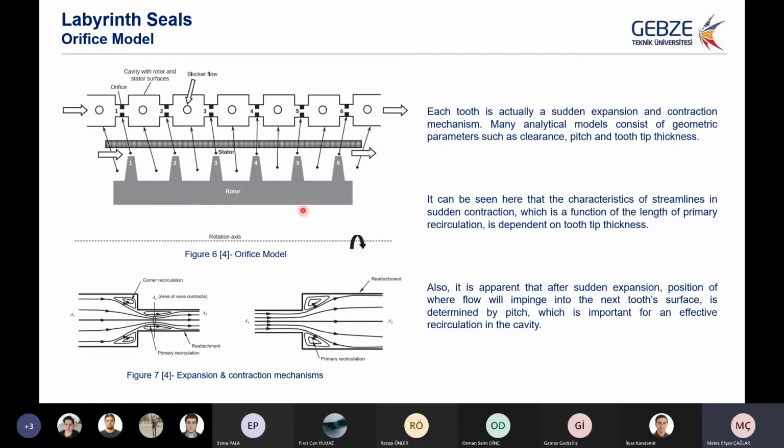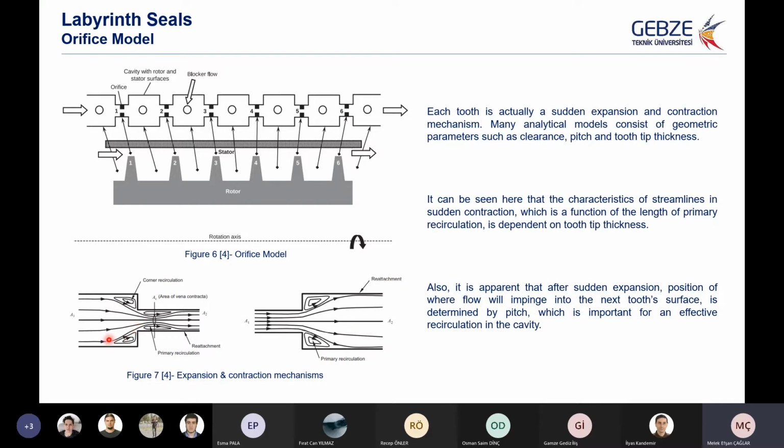You can see the details of the orifice model here. We can think of each tooth as a sudden expansion and contraction mechanism, and this will actually explain why geometric parameters matter.